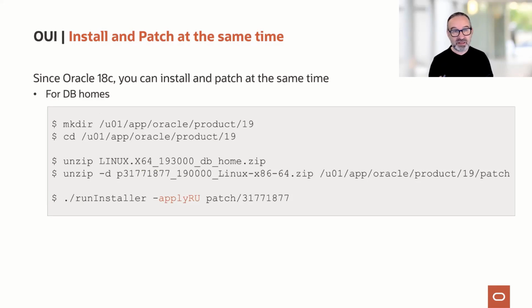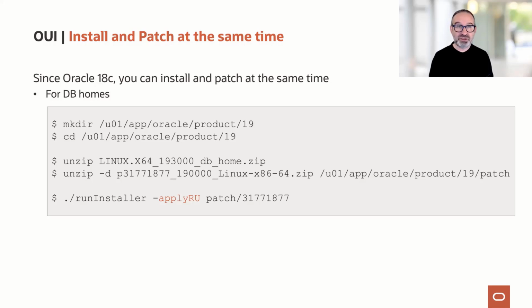So same thing here. I create a directory for my database home. I unzip the base release 19.3.0. I unzip also the most recent release update. And then I run the installer with -applyRU. And I pass on the subdirectory. Now here I created another subdirectory and unzipped the patch into a subdirectory. And there's a reason for that.